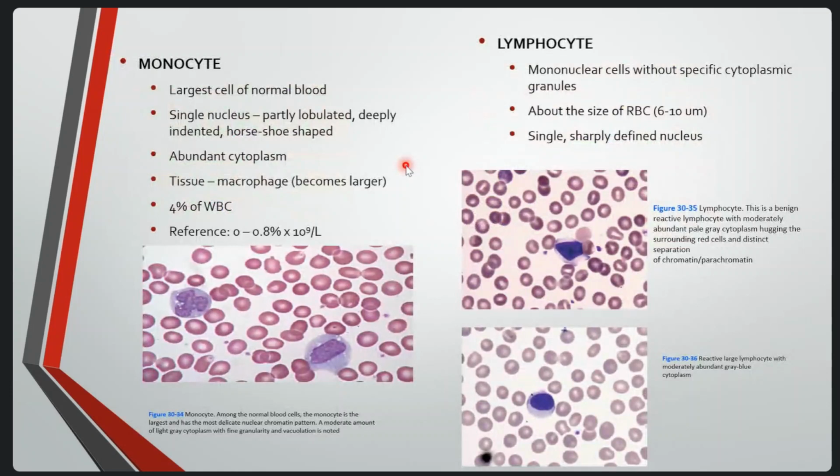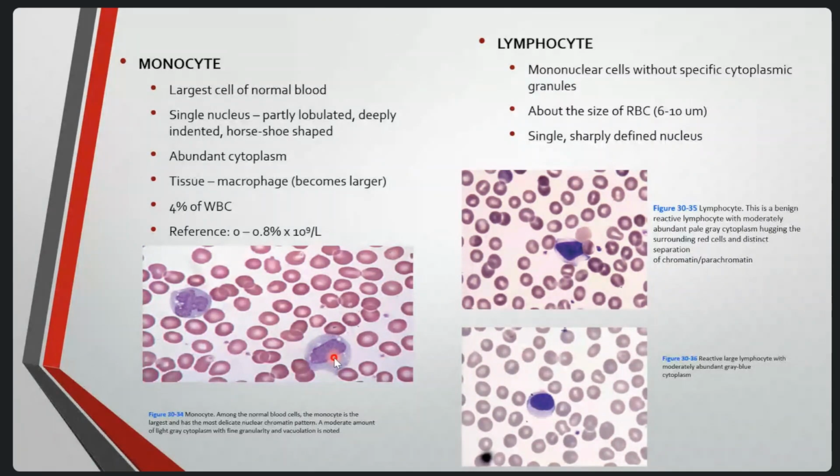Another leukocyte is the monocyte, and this is the largest cell of normal blood. They have a single nucleus, partly lobulated or deeply indented, and also have a horseshoe shape with an abundant cytoplasm. So another clue for identifying a monocyte is the presence of its population of fine granules.